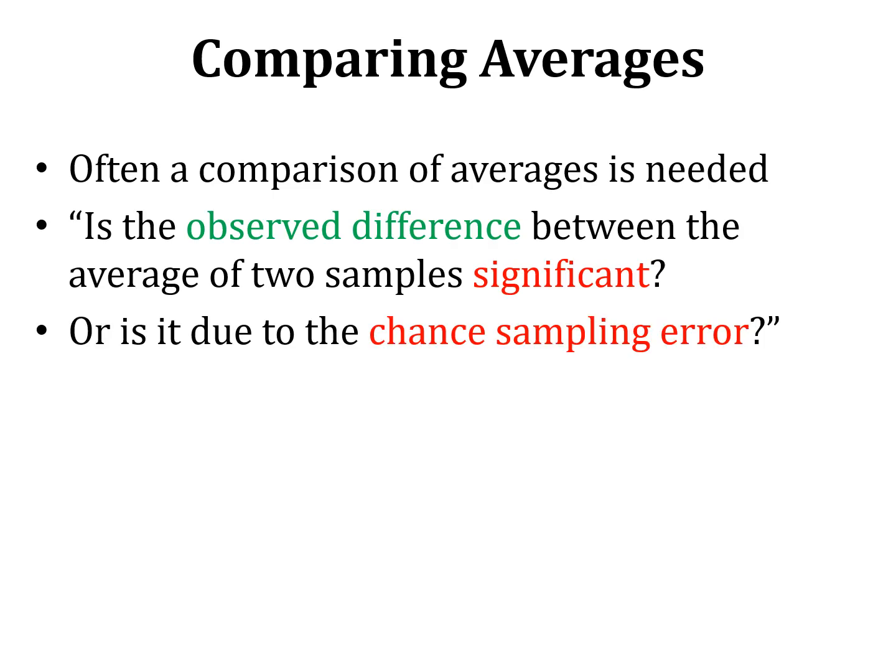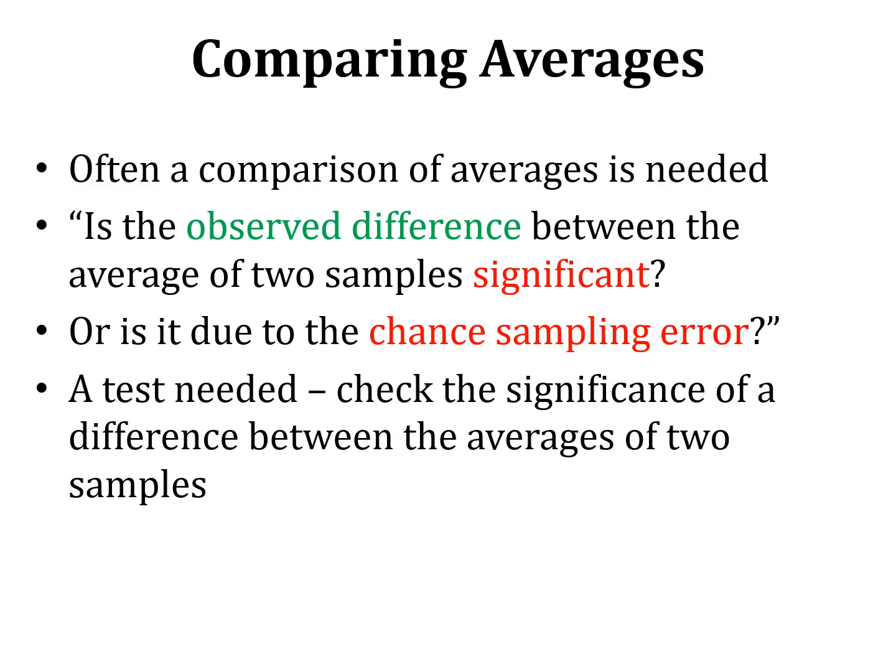The general question in this analysis is: is the observed difference between the average of two samples significant, or is it due to chance sampling error? This is the general question which forms the basis of every test of comparison of averages, every test for the comparison of mean values. Should we consider this difference as significant, or is it due to chance sampling error? This is the main question that needs to be answered during this statistical analysis.